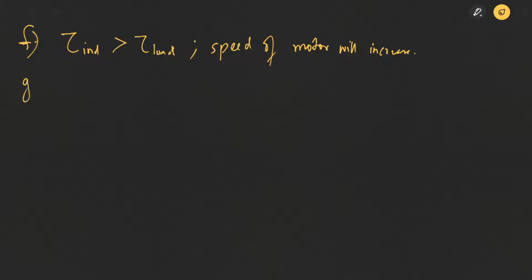Now what happens subsequently is, as the motor increases in speed, initially what was the case? Phi had decreased, so EA had decreased, but now speed has increased also. So once the speed increases, that means EA will again increase in the system.